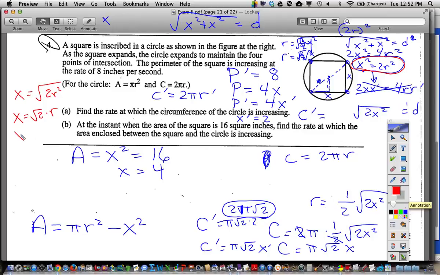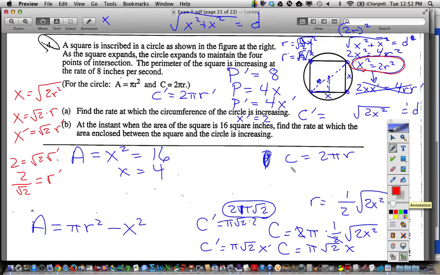Now when I do the derivative of that, I get x prime equals square root of 2 times r prime. And so we knew x prime was 2, so 2 equals square root of 2 times r prime. And so r prime is 2 over square root of 2. Right? See what I did there? So I could have taken what I had right here, this connection between x and r. I could have solved for one of them, then done my x prime. R prime is 2 over radical 2.